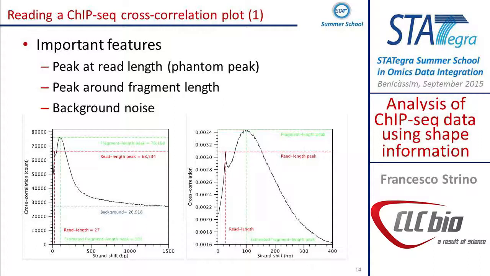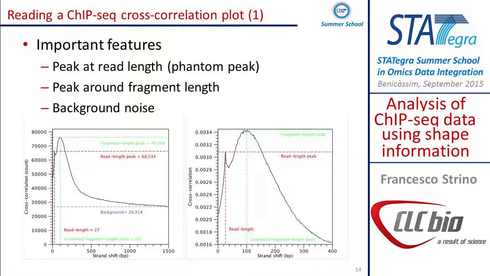This is the whole cross correlation from 0 to 1500, and here I just blow it up so we can see more clearly. That's the first feature that you should look for. The second is this high peak, and it should be about the fragment length. Generally you don't know that, so it's a good thing that you can do a cross-correlation analysis, because you can figure out what the fragment length was in the beginning.